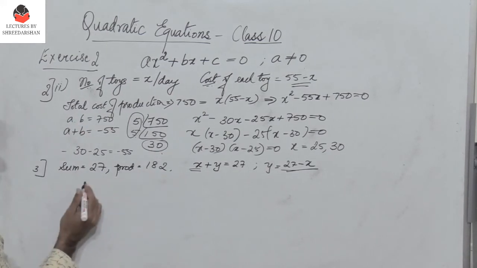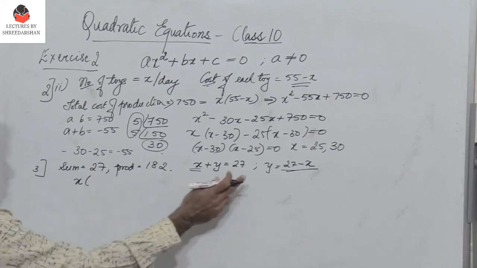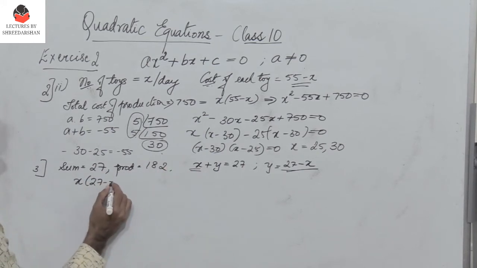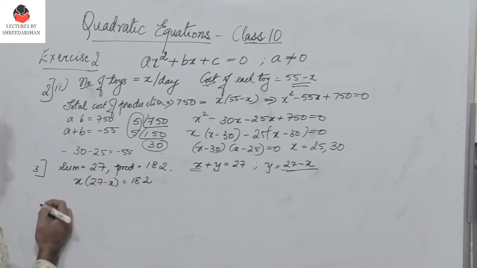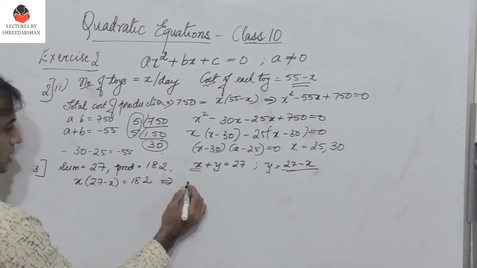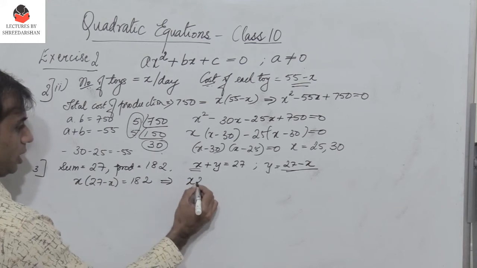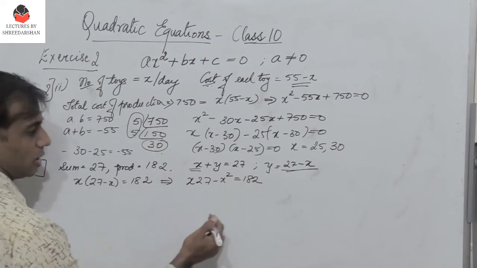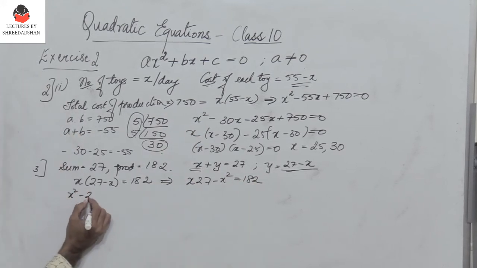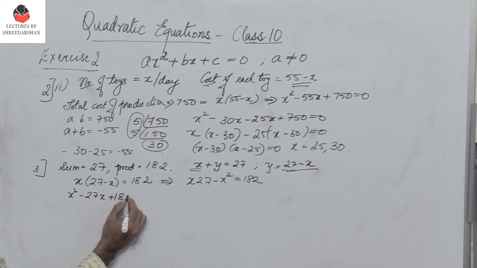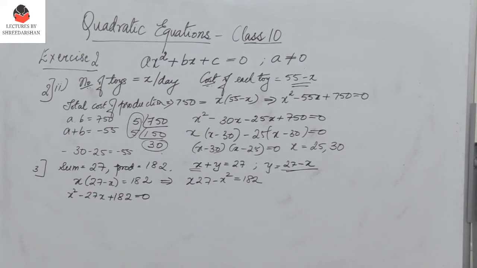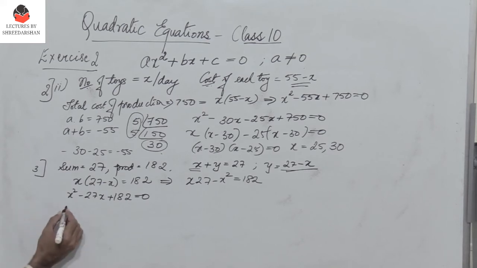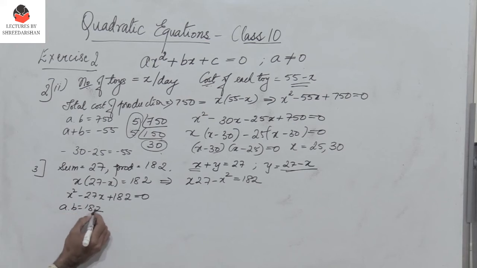So the product is 182. So you have x into y, which is 27 minus x, equals 182. So this implies 27x minus x square equals 182. So I take all of them to RHS. So I get x square minus 27x plus 182 equals 0. So again we need to find a and b. So a into b is 182 and a plus b is minus 27.